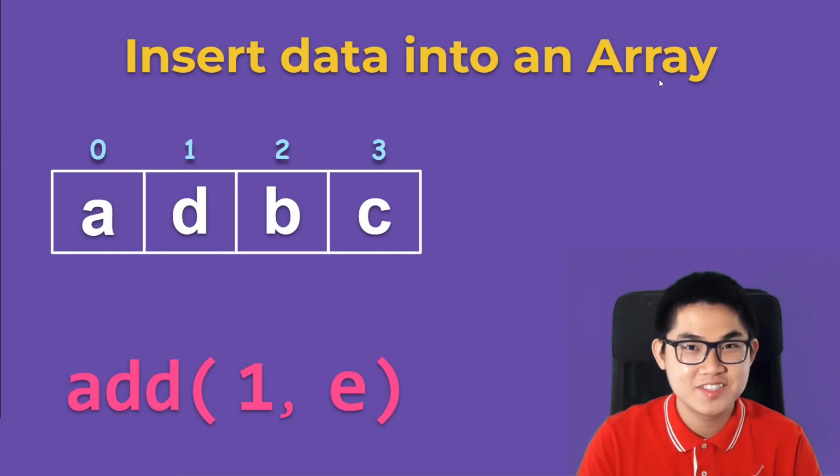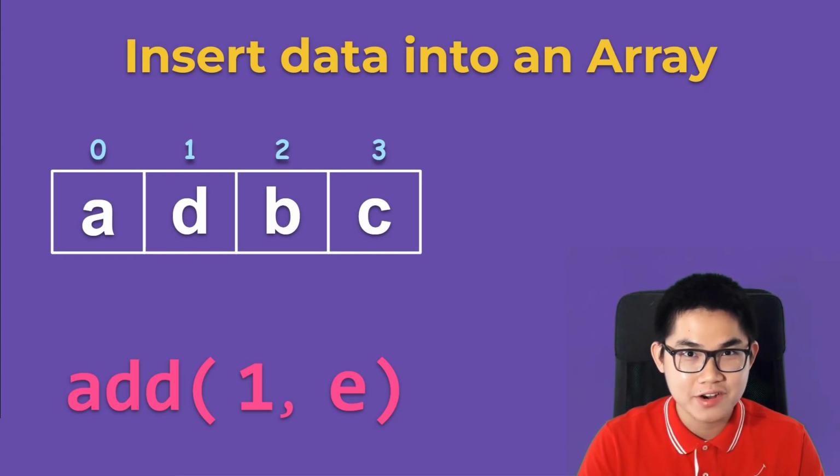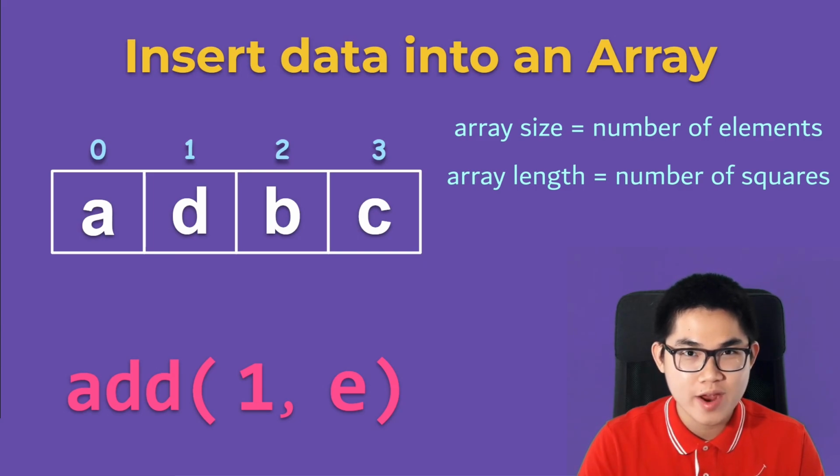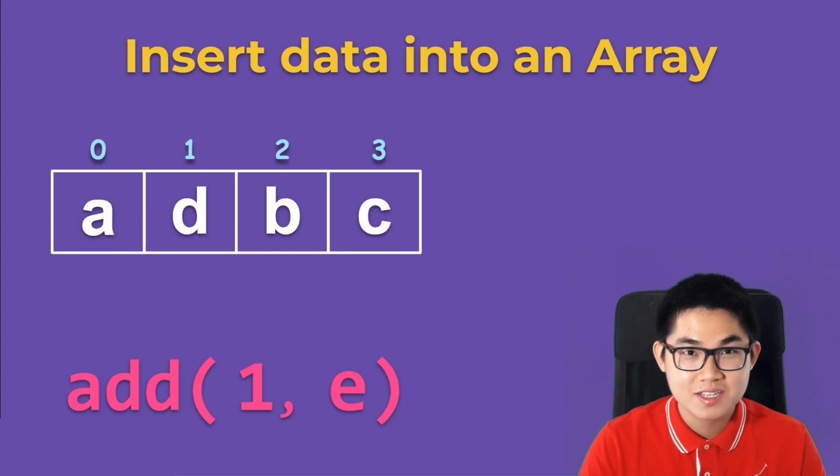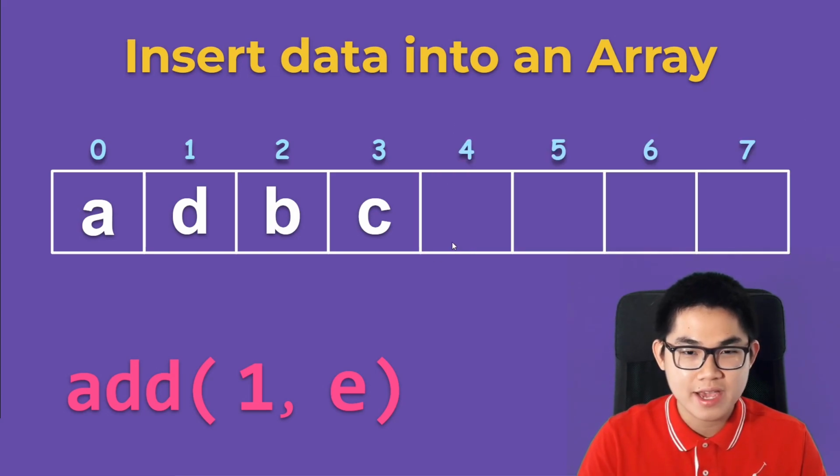Let's do it again. So we want to insert the letter E into index 1. The first step is to check is there enough space. There are 4 letters, and there are 4 squares in the array. So the answer is no, there's not enough space. So we need to double the length of the array.